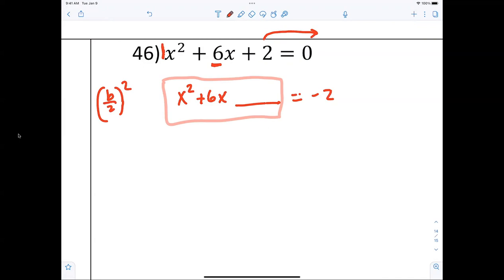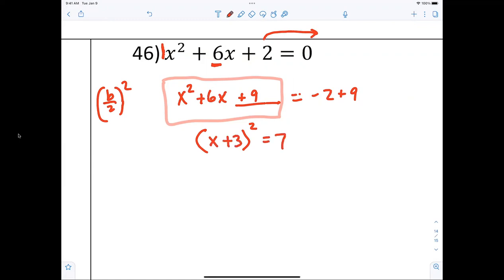What's half of b? What's 3 squared? So we add 9, then we add 9. That makes it now a perfect square. What do you mean? Well, I mean x squared plus 6x plus 9 now can be factored into something squared. And if you recall last year, I told you it will always factor to whatever the half was. What was the half of +6? We would say +3. So you would tell me that's just x plus 3 squared equals 7.